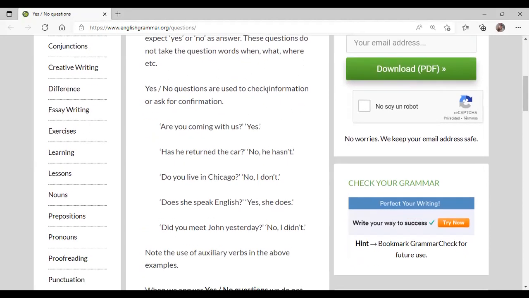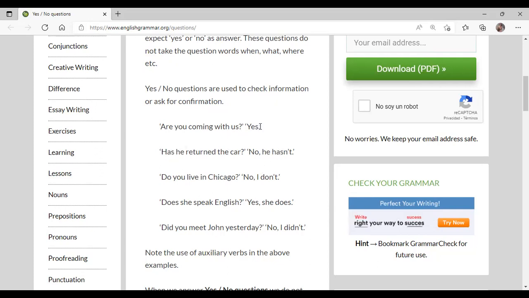And we use them to check information or to ask for confirmation. These are the purpose of using yes, no questions: to ask for confirmation or to check information. Are you coming with us? Yes, I am. Has he returned the car? No, he hasn't. Vean, una pregunta en presente perfecto, contestamos con el mismo auxiliar.